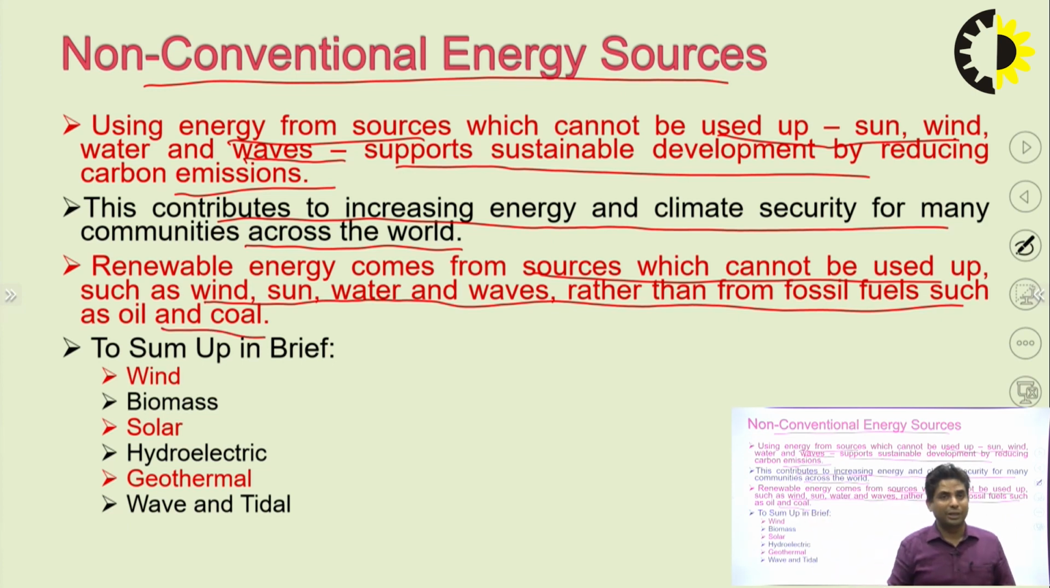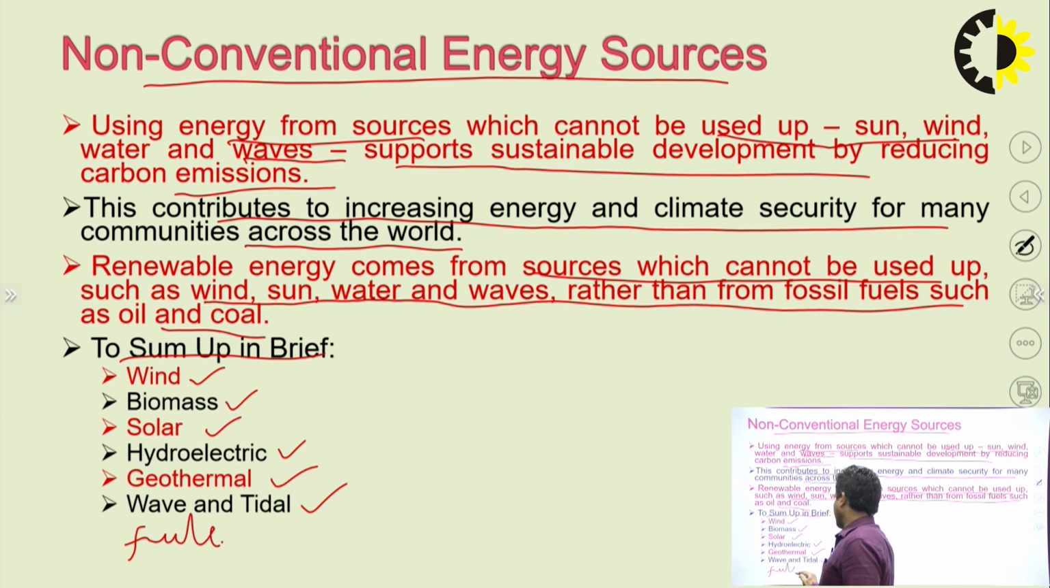Coal and wood are available to us for only a very limited time, but water, sun, wind and waves are available for a long time, lifetime. You can measure the scale of how much is available and how much time is required to replenish it. To sum up in brief: wind, biomass, solar, hydroelectric, geothermal, wave and tidal wave, fuel cell, MHD.